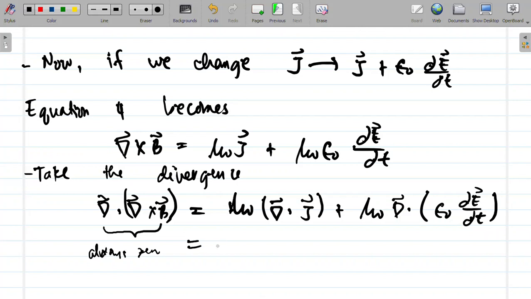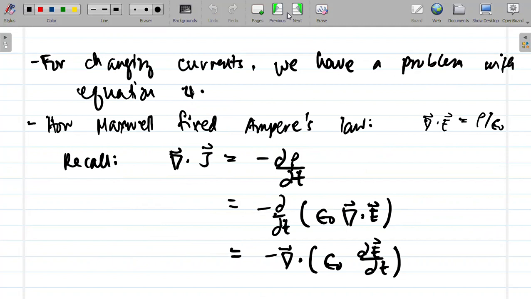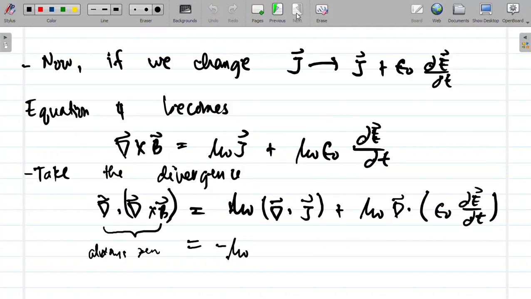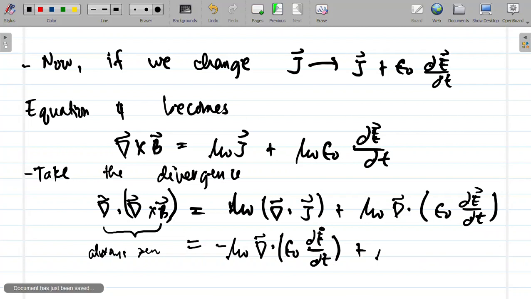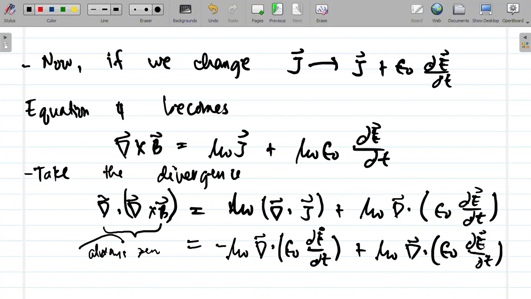Yan ay equal sa negative mu naught. Ano ang del dot J natin? Negative del dot epsilon naught partial E partial T. So, kaya may negative. Del dot epsilon naught partial E partial T plus mu naught del dot epsilon naught partial E partial T. So, class, always zero ang left-hand side natin. Always zero ba ang right-hand side natin? So, yes, magka-cancel tong dalawa, di ba? So, 0 equals 0. Okay na.